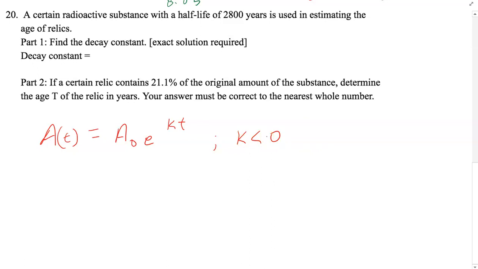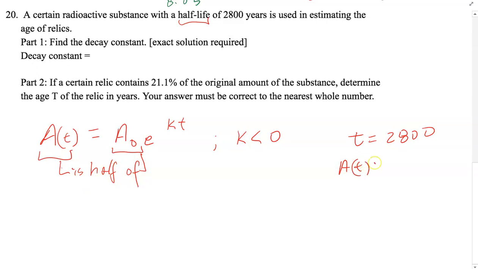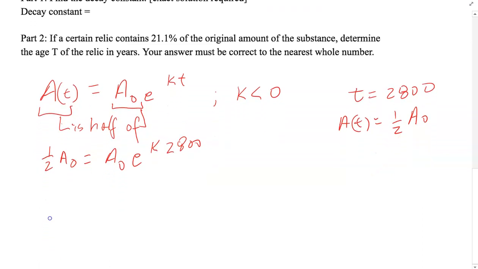So let us see what we have. We're told that t is equal to 2800. We know we're talking about half-life, so whatever is remaining is half of what we start out with. So A of t is equal to 1/2 A sub 0 for half-life. So let's plug in: 1/2 A sub 0 is equal to A sub 0 e to the k, which we don't know, times t, which we know is 2800. And then we're trying to find k.